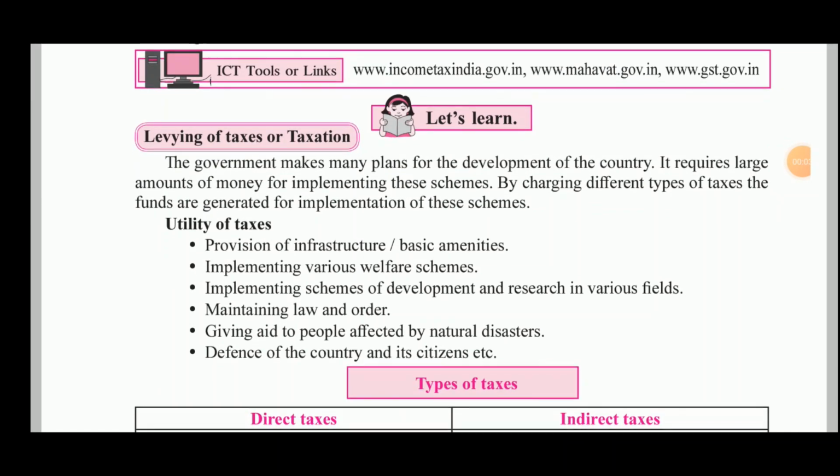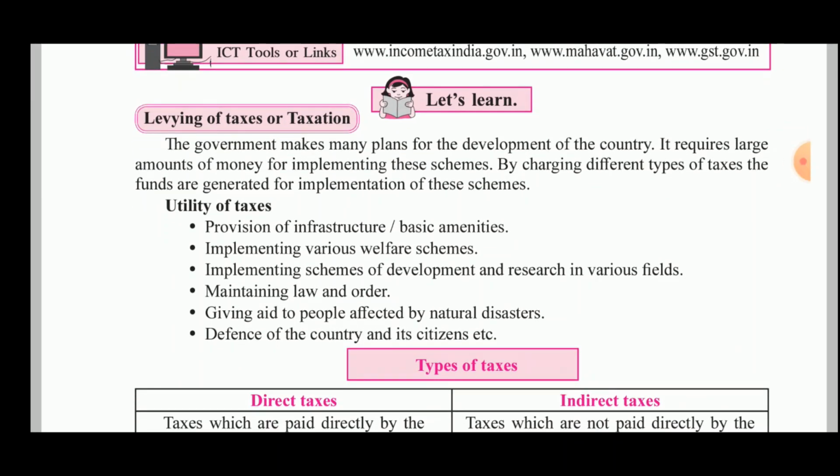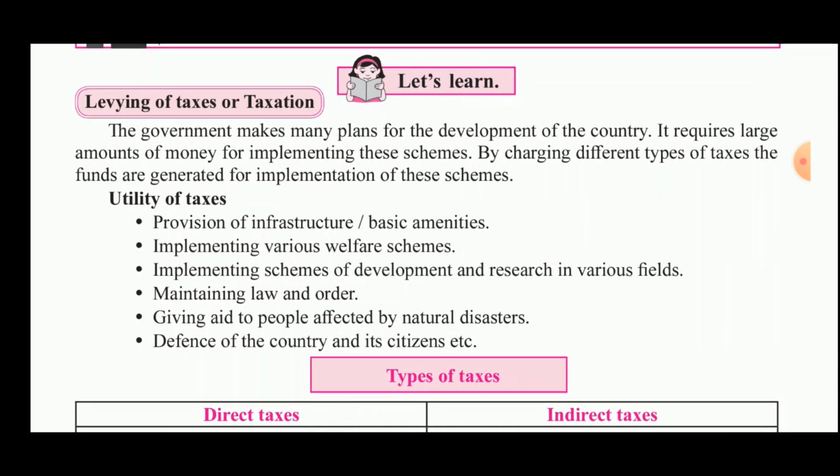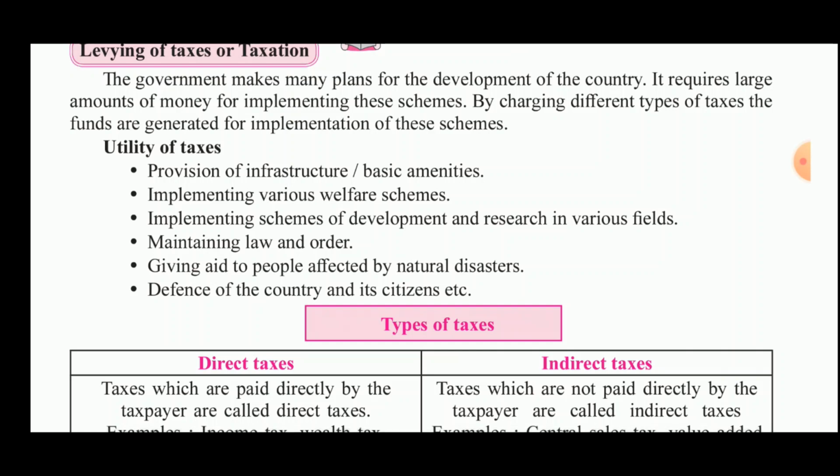Let's learn now. Levying of taxes, or taxation. The government makes many plans for the development of the country. It requires large amounts of money for implementing these schemes. By charging different types of taxes, the funds are generated for implementation of these schemes. Now, what is the utility of these taxes?